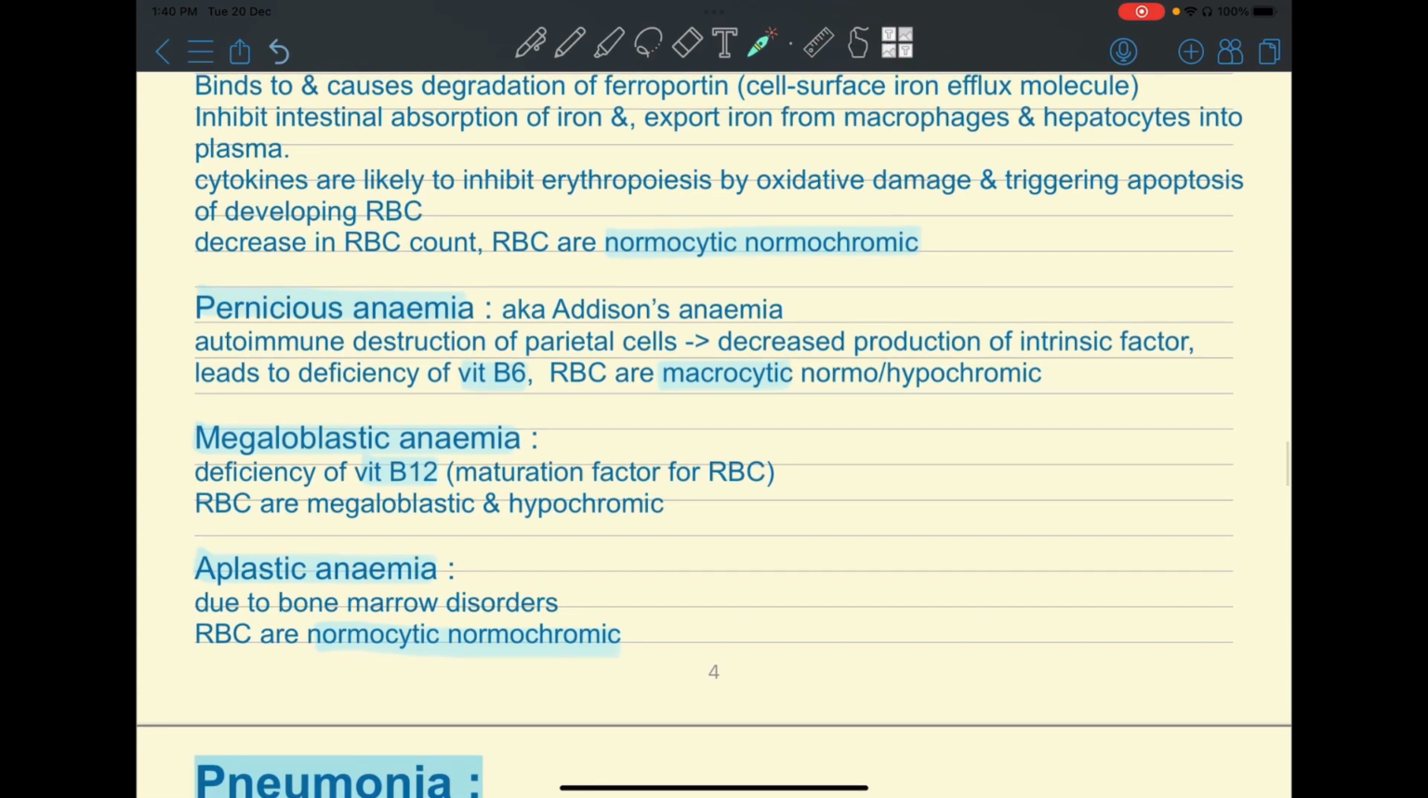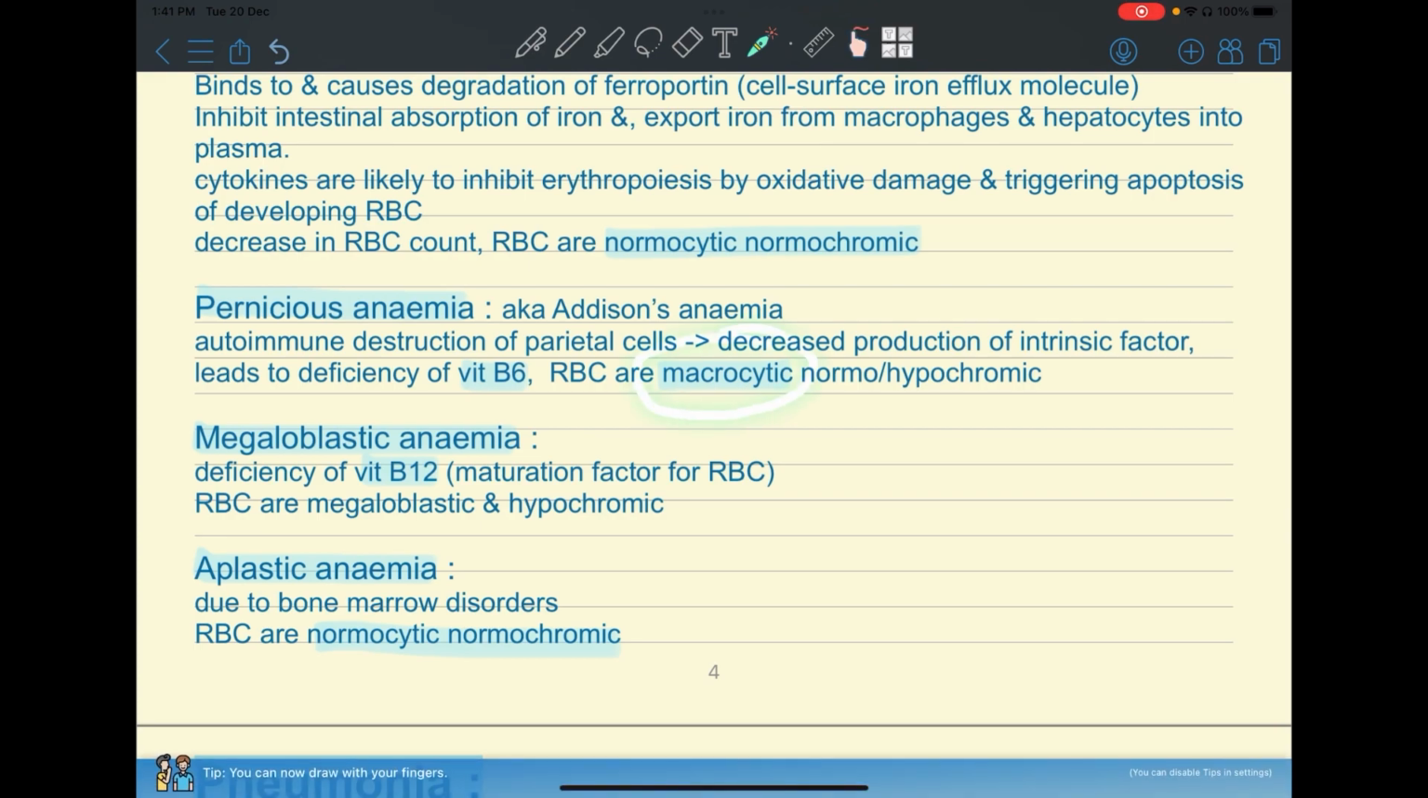Then pernicious anemia and megaloblastic anemia, they are very similar. In case of pernicious anemia, there's deficiency of vitamin B6 folic acid. It is also called Addison's anemia. And what happens in this case, there's autoimmune destruction of parietal cells of the gastric mucosa. And what are parietal cells? They are cells that are responsible for the production of Castle's intrinsic factor. Castle's intrinsic factor is responsible for the absorption of folic acid. So when there's a decrease in the production of intrinsic factor, we will have a deficiency of folic acid. Okay, in this case, RBC are macrocytic and either normochromic or hypochromic. The main important thing is that RBC are macrocytic.